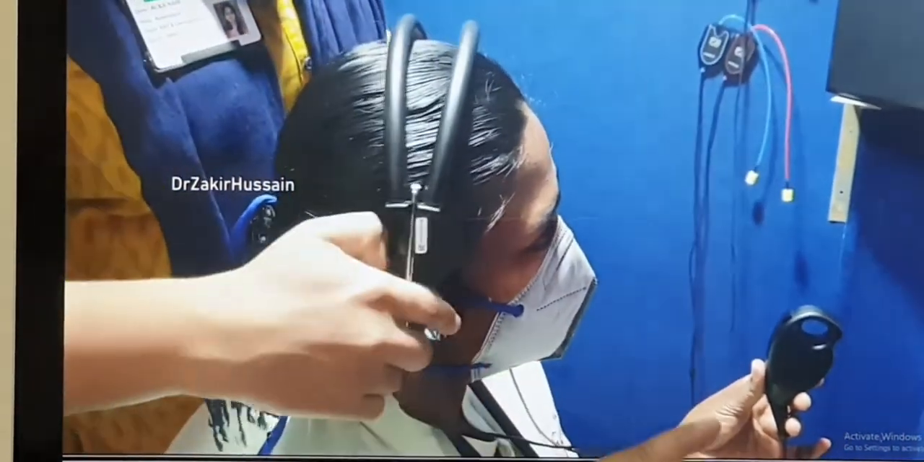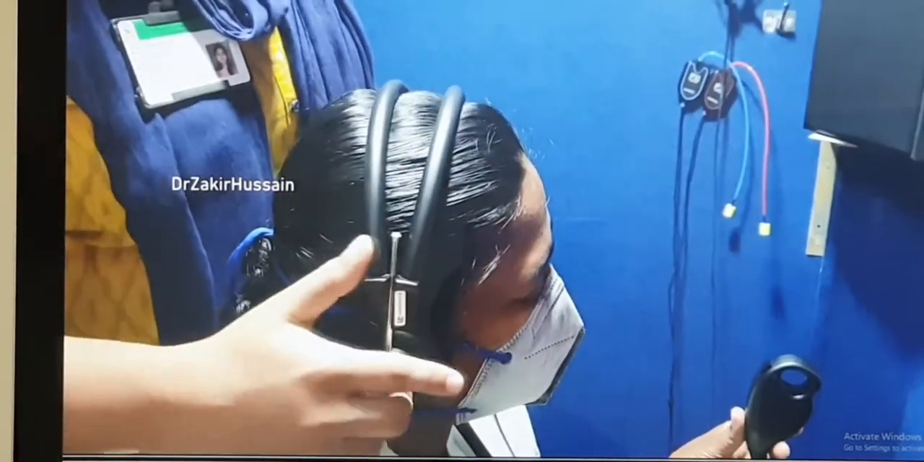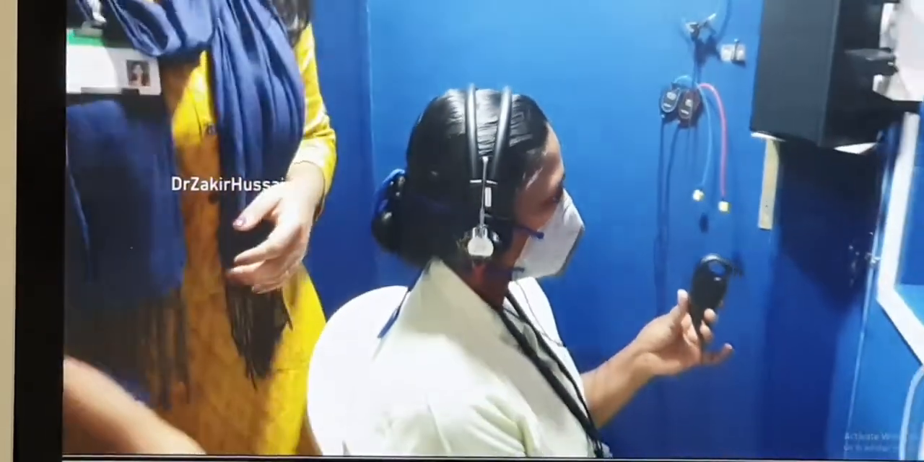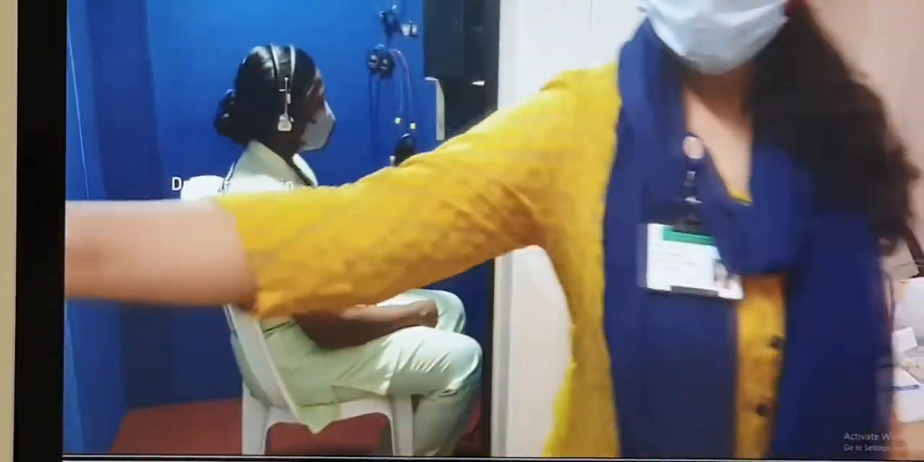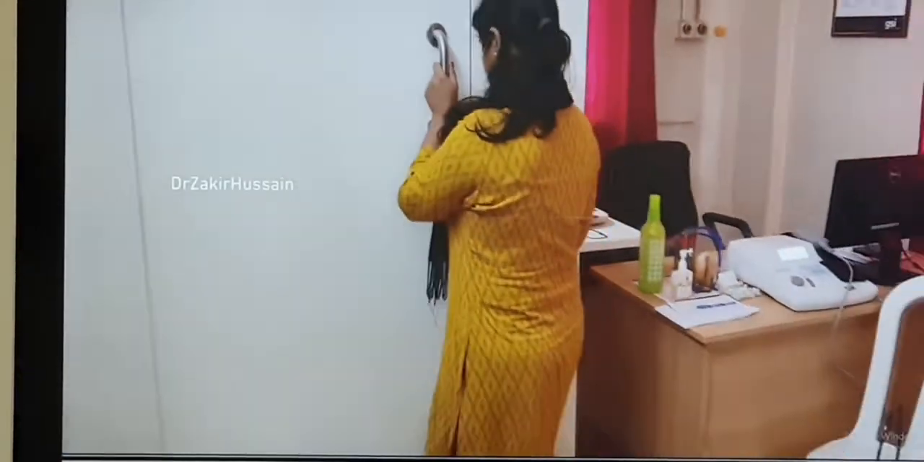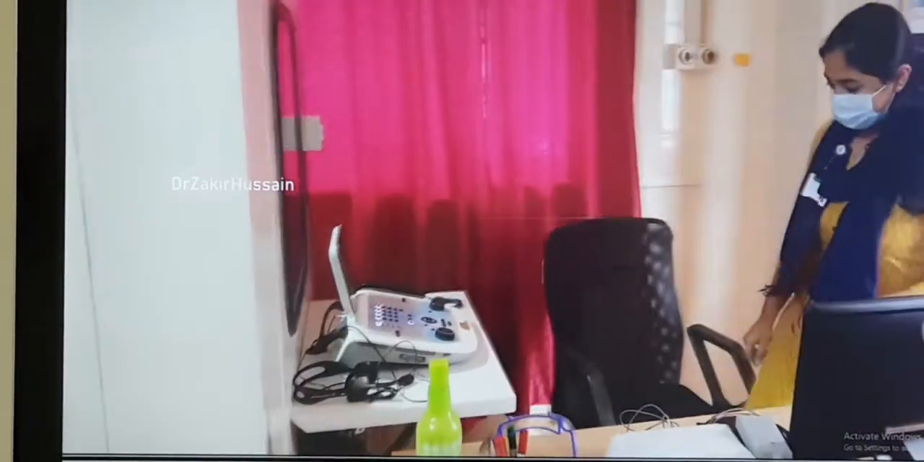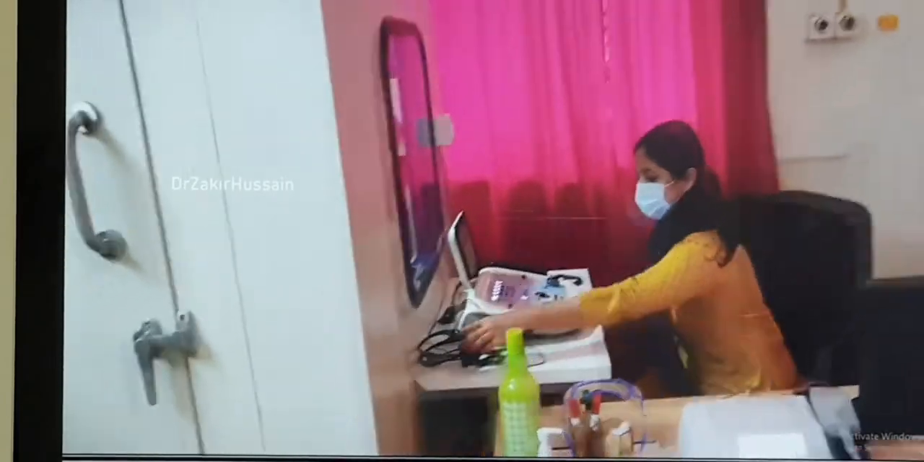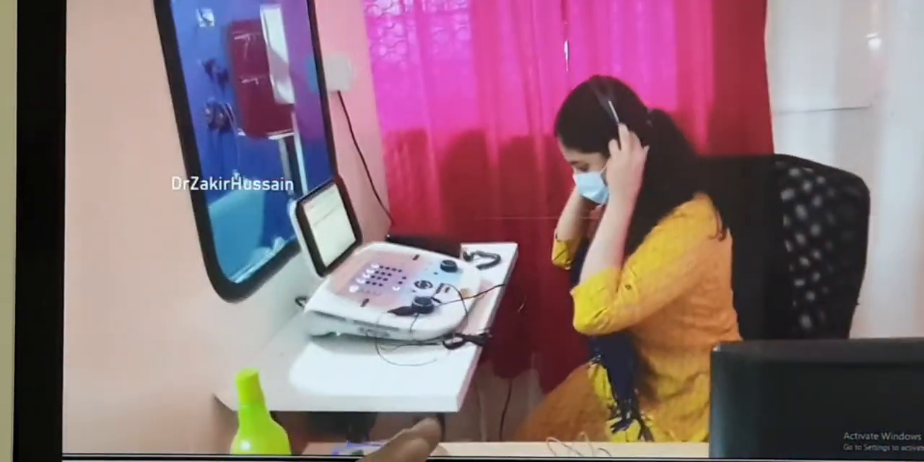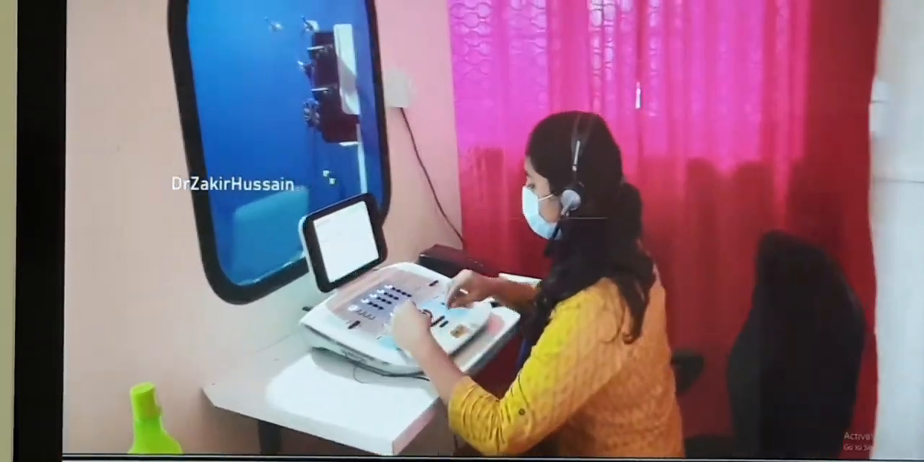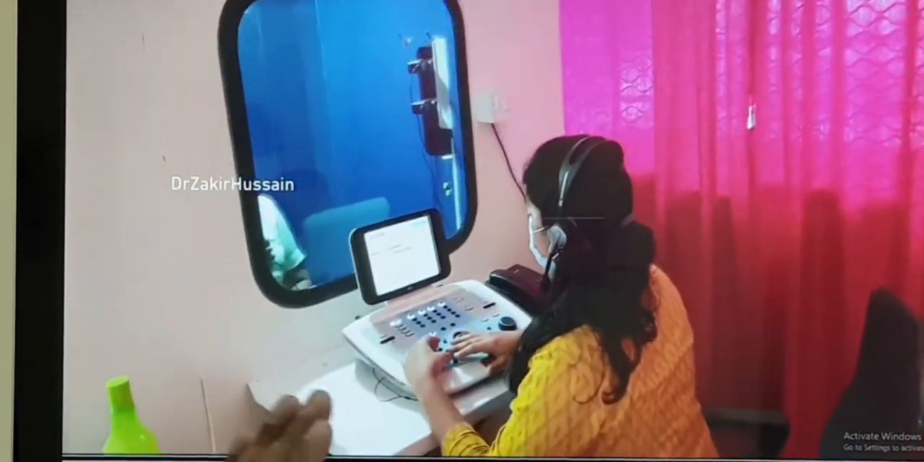When she presses the gadget, the technician who is sitting in front of the computer will be able to know that, and she starts marking in the computer. That is how we do pure tone audiometry. Normally this pure tone audiometry is done above the age of 5. I'll tell you the reason why. Because patient cooperation is very important.